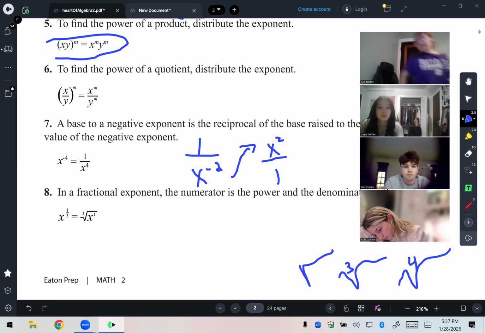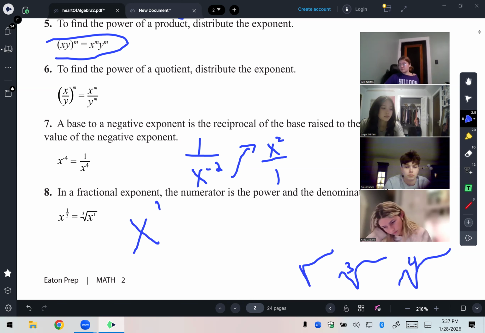So if you have x to the 1/3, we have a tree service here in Bethel Park, and it's down and out.